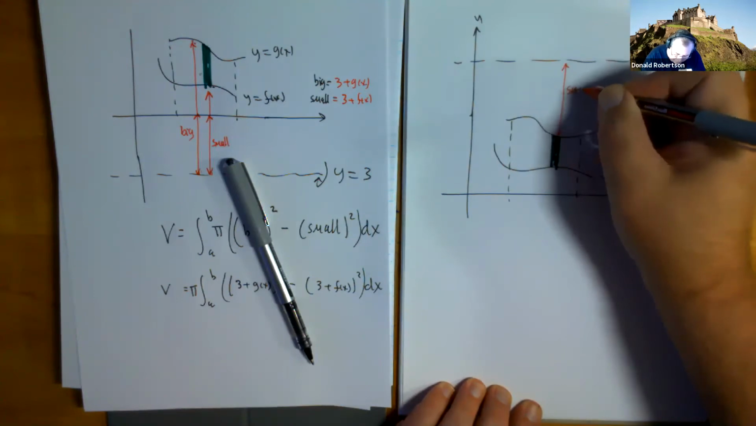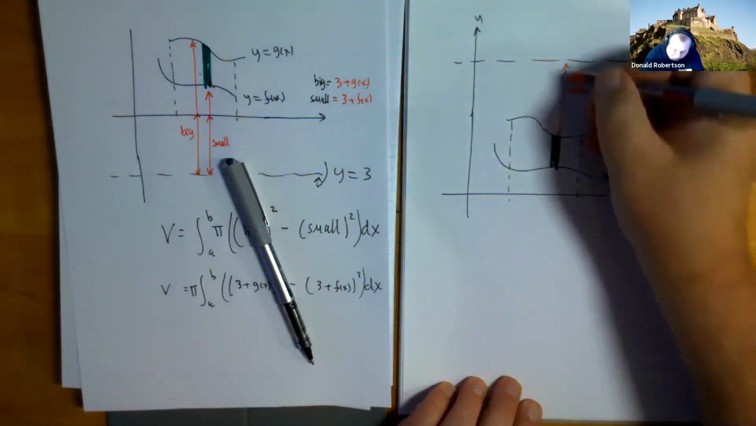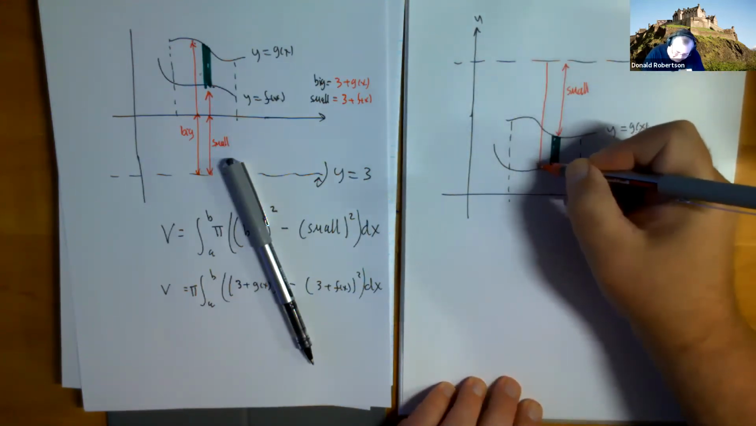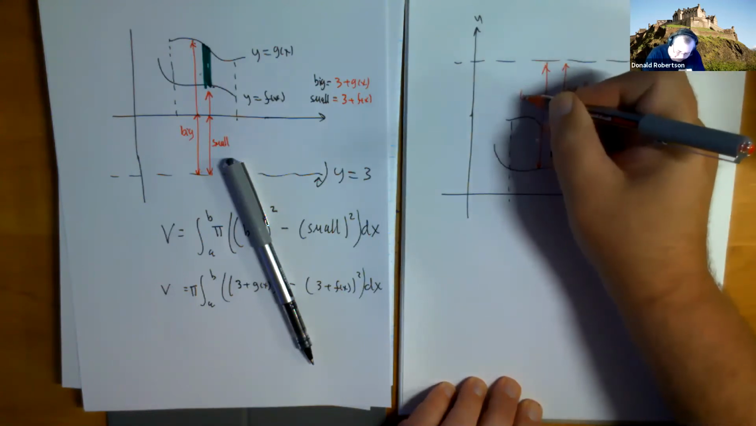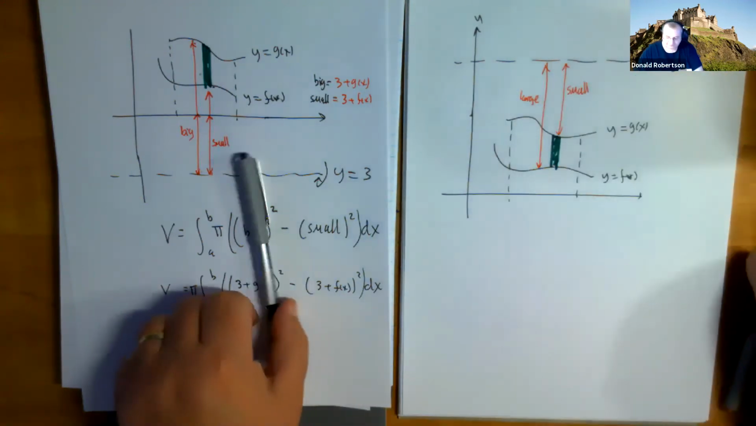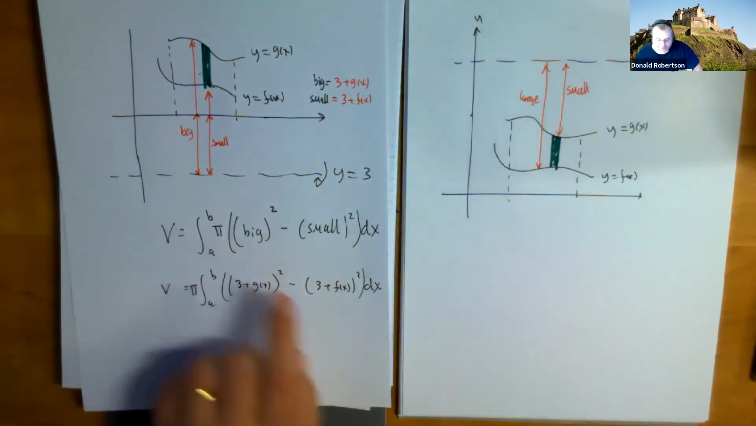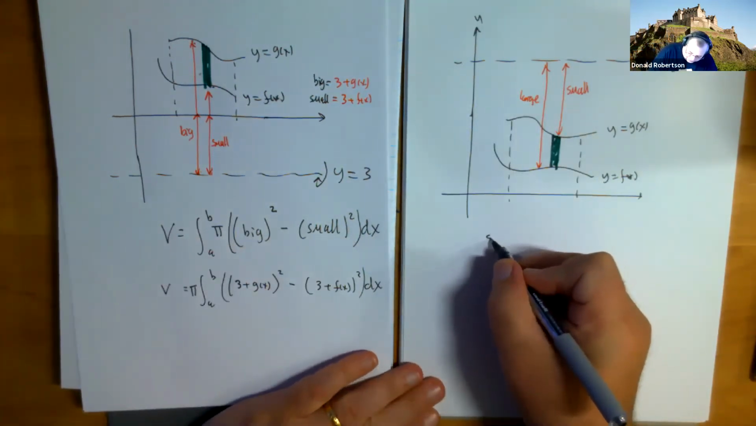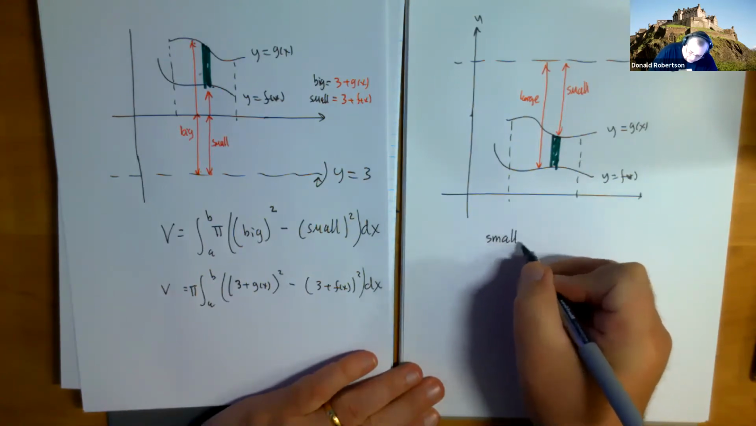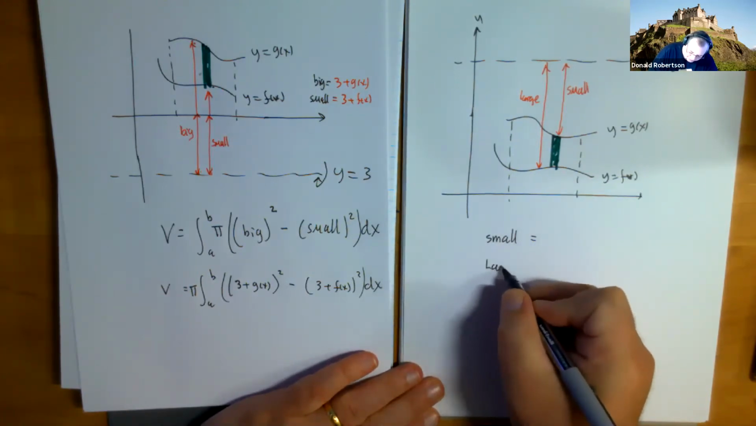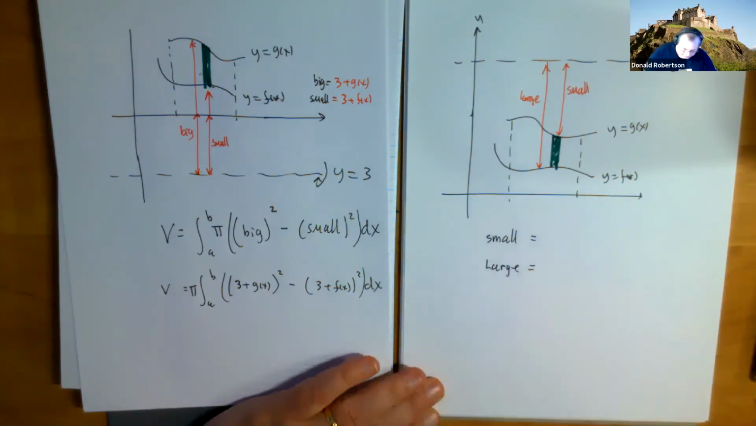That's the shortest one of the two. That's the small radius. And this one, that's the large radius. So as long as I can find out who these two guys are, I've pretty much done the question. So let's find out how you find the small and the large, or the big.